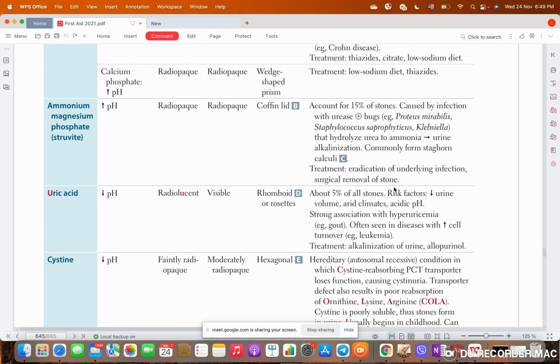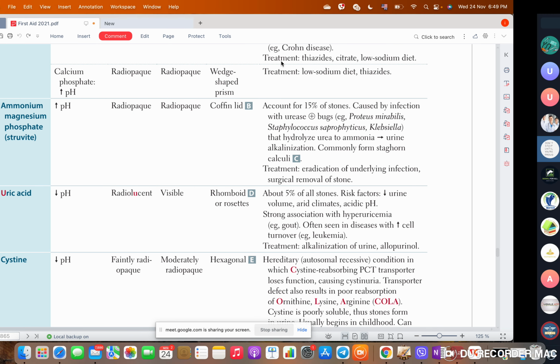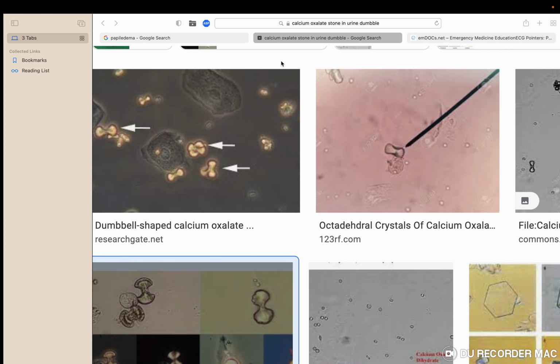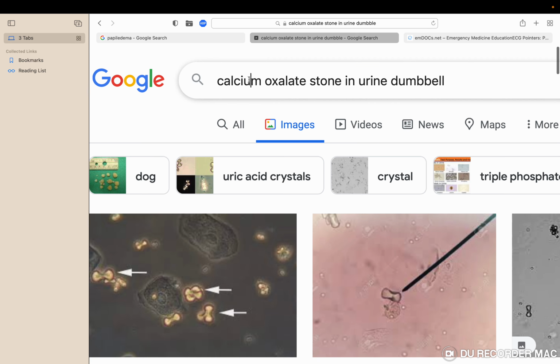Okay. So the next thing, it goes something like this. Calcium phosphate is due to increased pH. It's also radio-opaque. The most important thing is to know its shape. It's a wedge-shaped prism. So we will take a look at it in a second. Let's take a look at the calcium phosphate stone. It looks actually kind of cool.